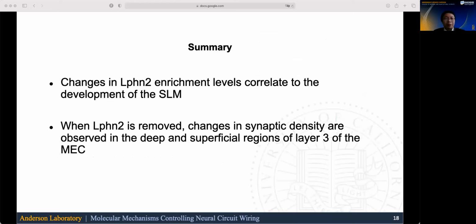So in summary, some overall takeaways from our results are that we determined that latrophilin 2 enrichment coincides with the timing of development of the SLN. And as a result of these findings, we wanted to determine how development would change if latrophilin 2 were removed. And when latrophilin 2 was removed, changes in synaptic density were observed in deep and superficial regions of layer 3 of the MEC.